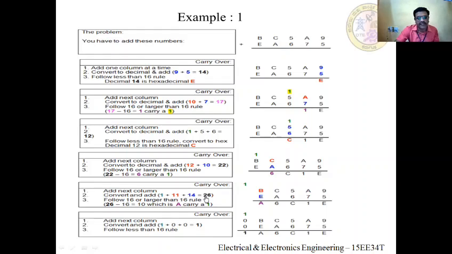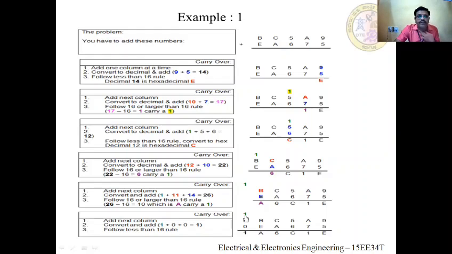Since 26 is greater than 16, so sorry, once again I'm repeating. In step number 5, 26 is greater than 16, so we subtract 16 from 26. We get here how much? 10. The hexadecimal equivalent of 10 is A. So the answer for step 5 is A. But a carry is there, so we have to send the carry.